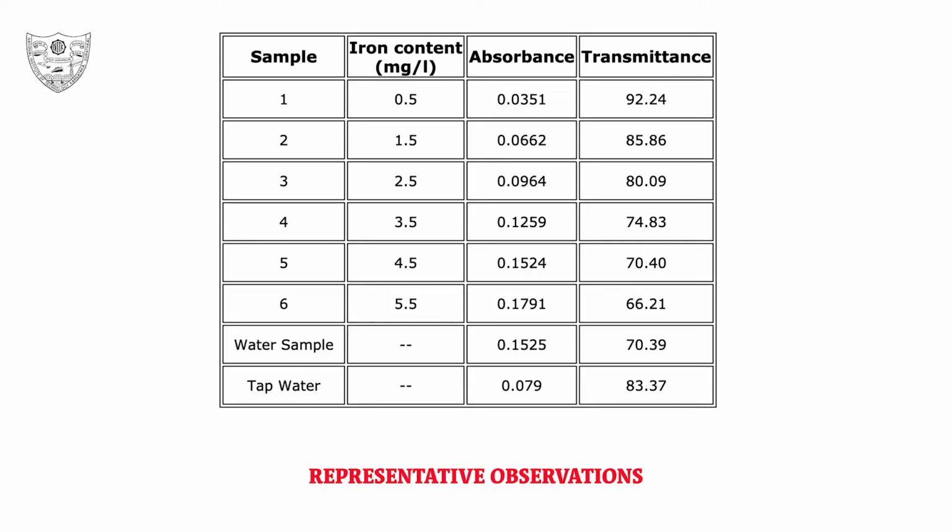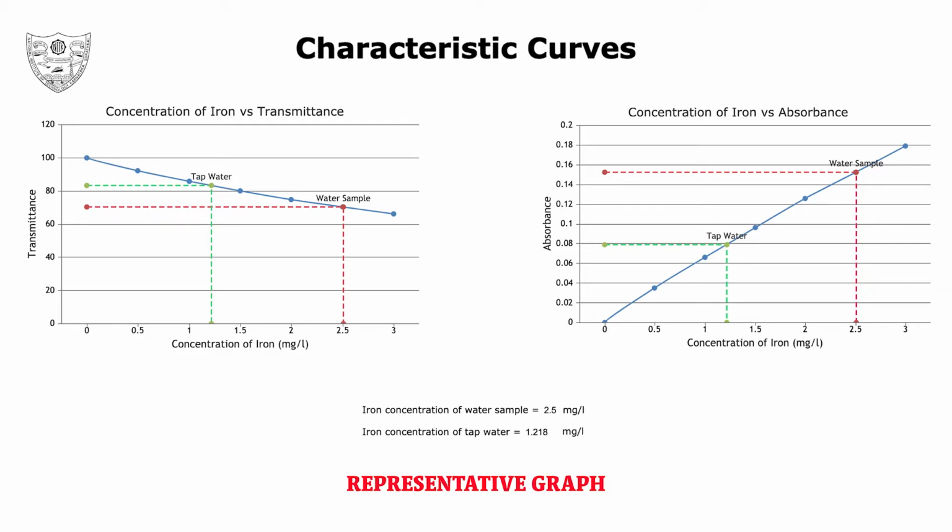Plot a graph taking concentration in milligram per liter along the x-axis and absorbance along the y-axis. Since we know the absorbance value of the sample, from the graph find out its concentration.